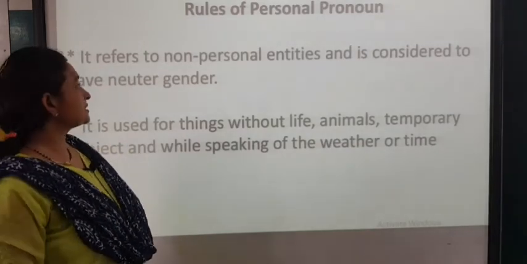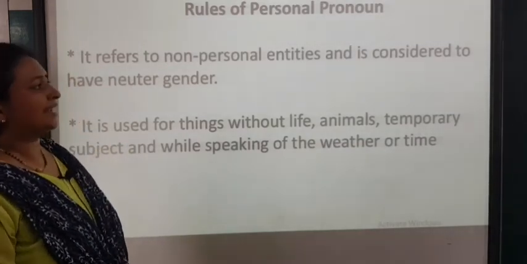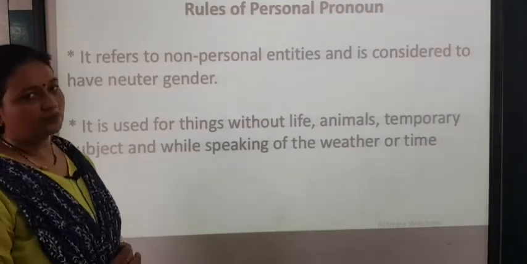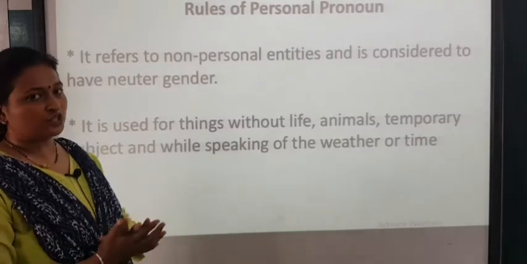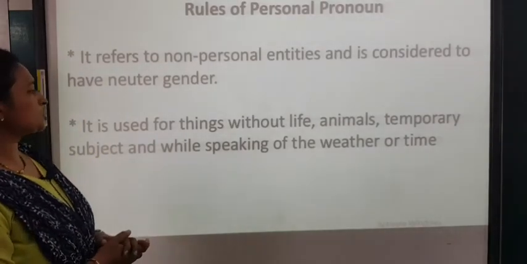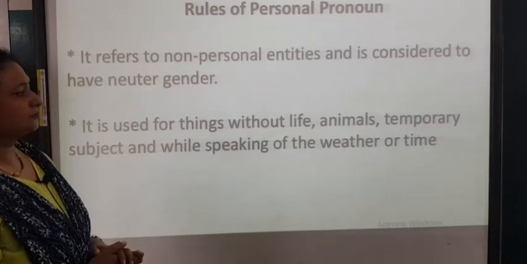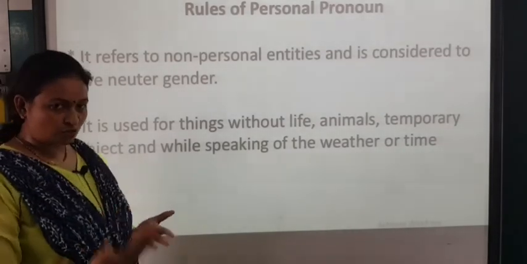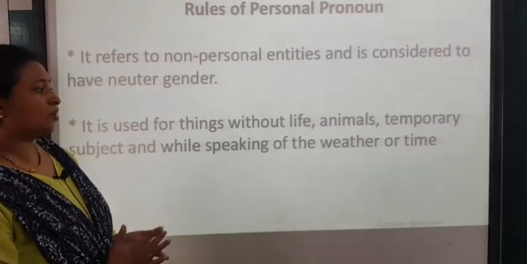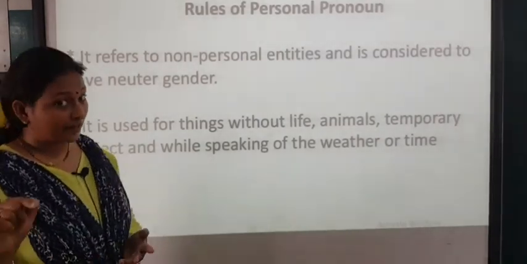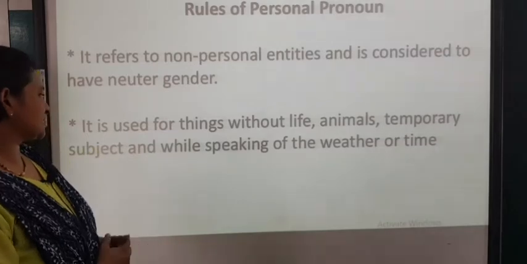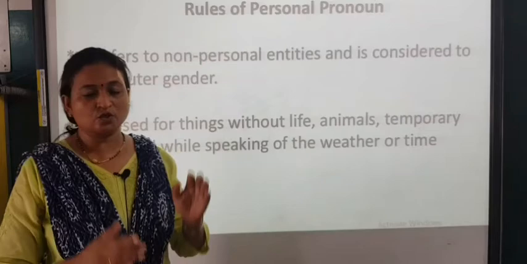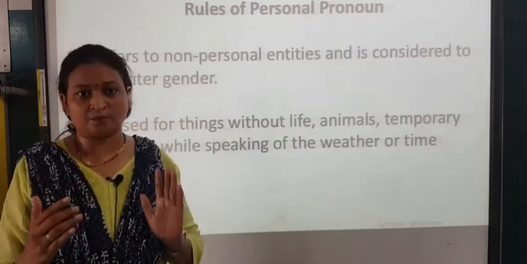There are some more rules. It refers to non-personal entities and is considered to have neuter gender. Okay, some of it has got a neuter gender. It is used for things without life. You know that third person it. Okay, it is used for neuter gender as well as inanimate object, that is according to grammar animals, temporary subject, and while speaking of the weather or time. So this is how we can use it pronoun.